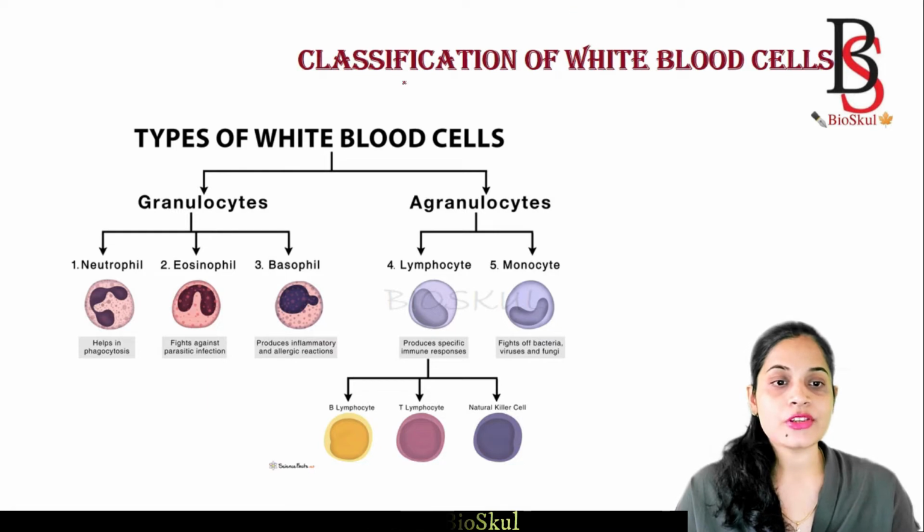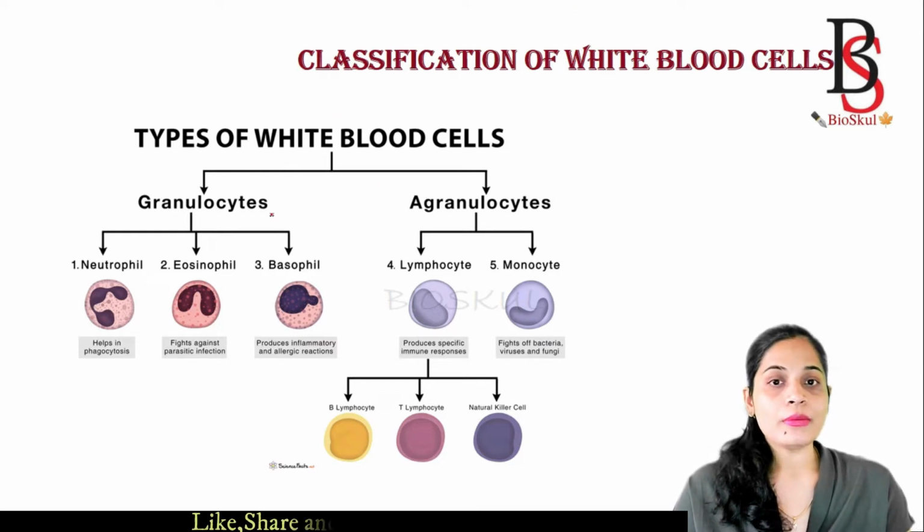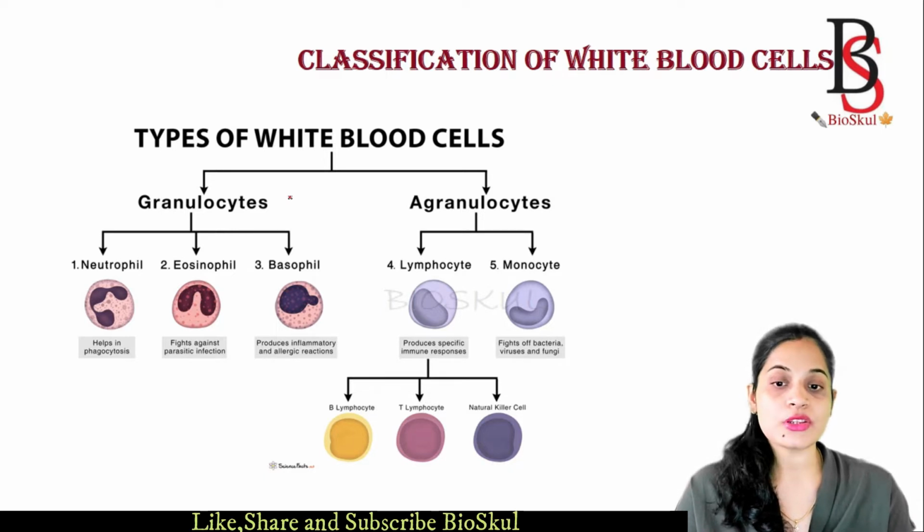Now the classification of white blood cells. White blood cells are classified into two types based on the presence or absence of granules in the cytoplasm. One is known as the granulocyte. Granulocyte means their cytoplasm has granules. Agranulocyte, where A means the absence of granules in their cytoplasm.